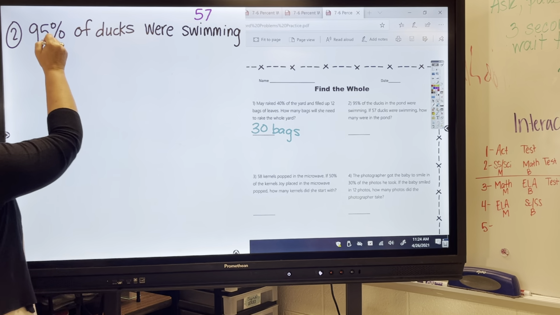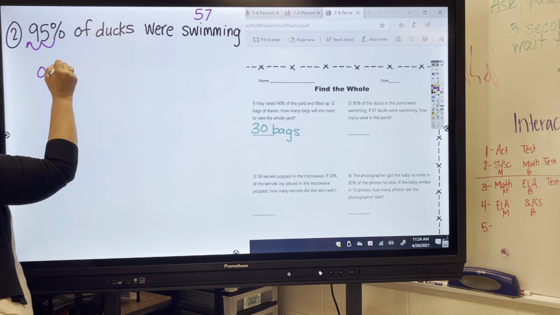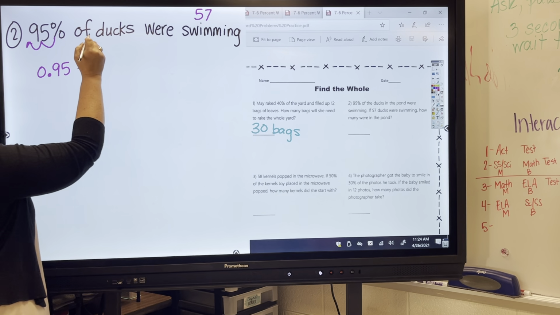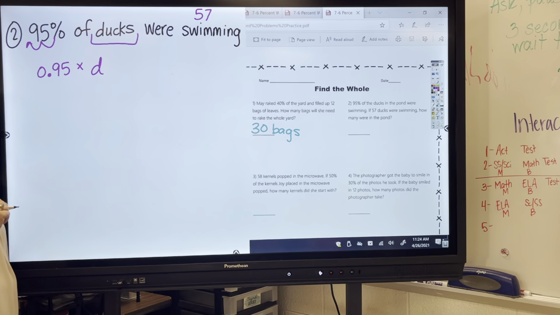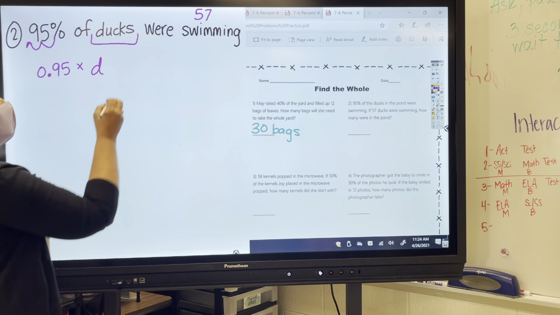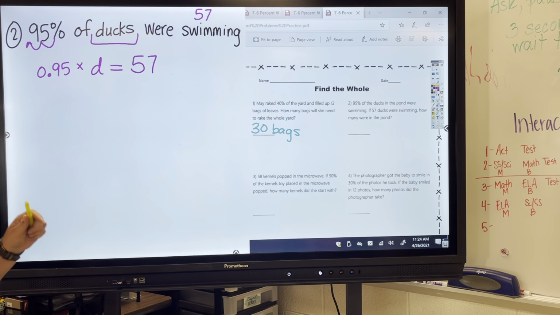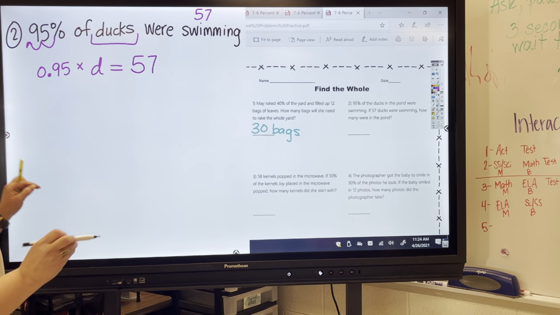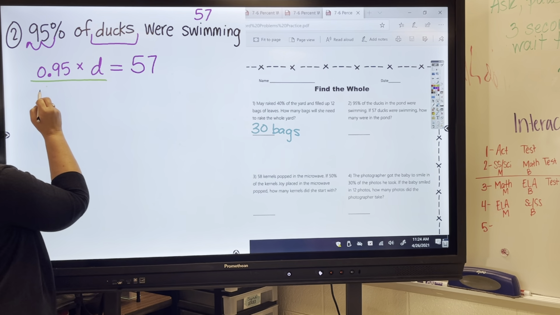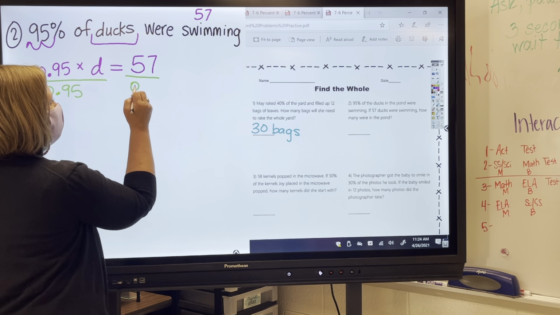So, I'm going to move my percent. Multiplication. I don't know how many ducks, so I'm going to put a D. What does "were" mean? Is, are, was, were, what does that mean? Equals. Now how am I going to solve it? What am I going to divide by, Alvon? 0.95, 95 hundredths.